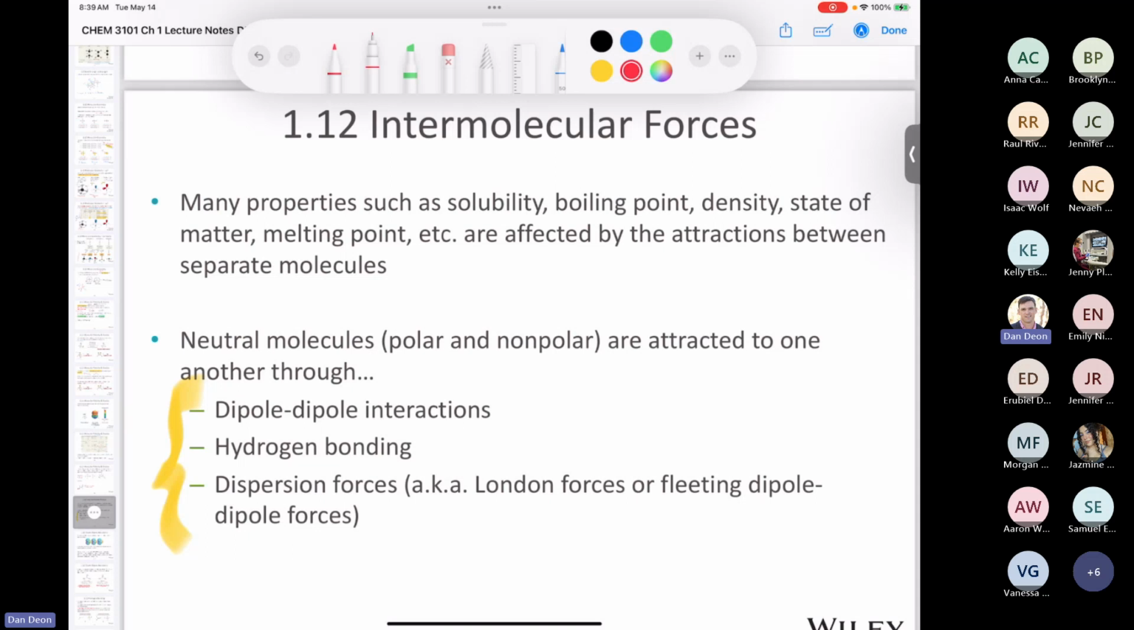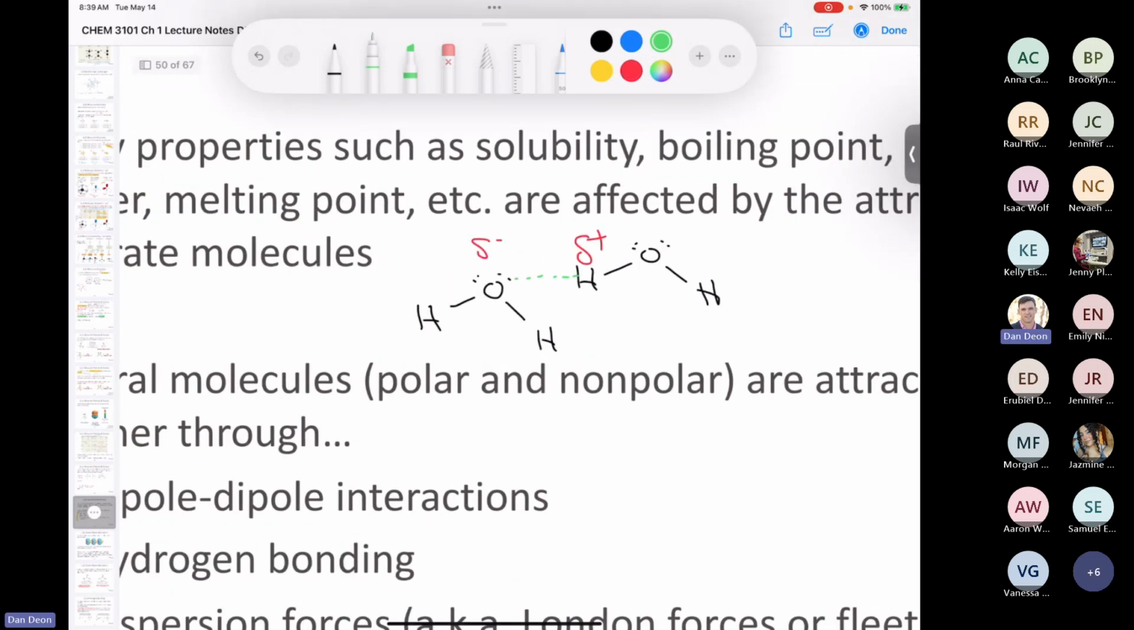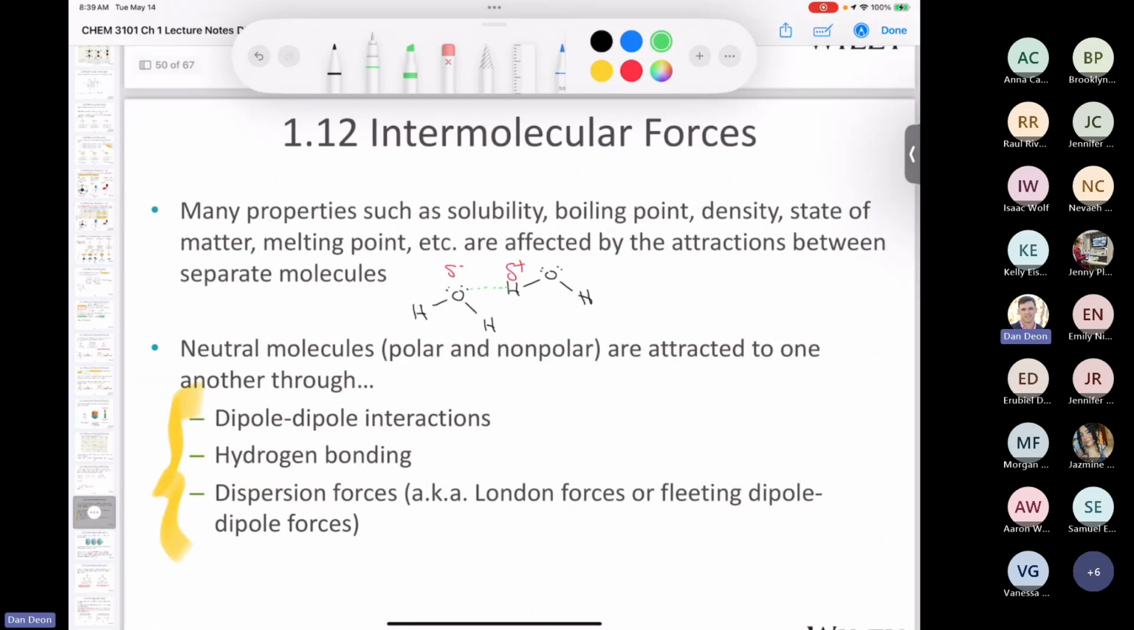Why does water have such a high boiling point? Water is a tiny, tiny little molecule, but it's got this really high boiling point of 100 degrees Celsius. Well, you guys should know by now that the reason why water has such a high boiling point is because of hydrogen bonding. You know, there's a delta minus on the oxygens and there's a delta plus on the hydrogens. And then there's a force of attraction between the two dipoles, which we call a hydrogen bond, and that gives water its very, very high boiling point.